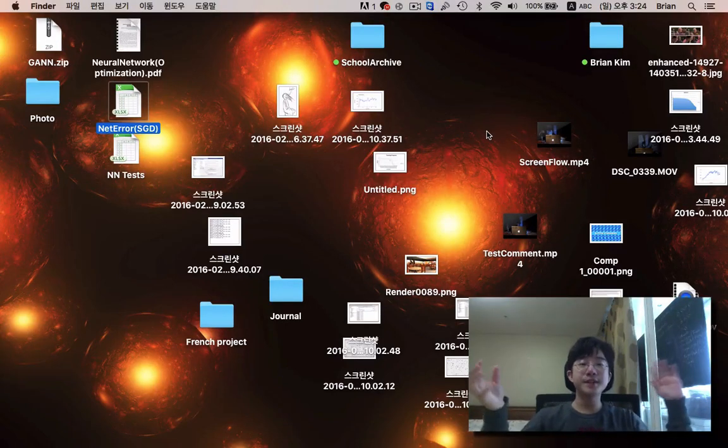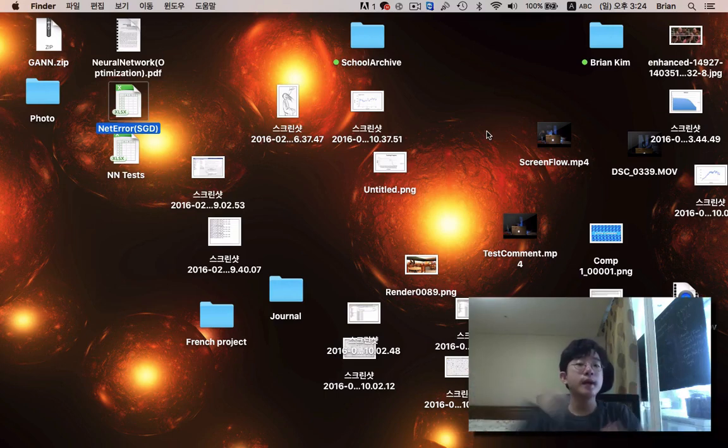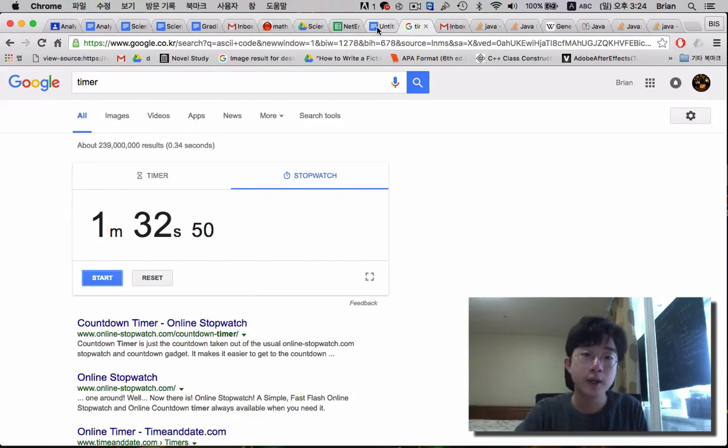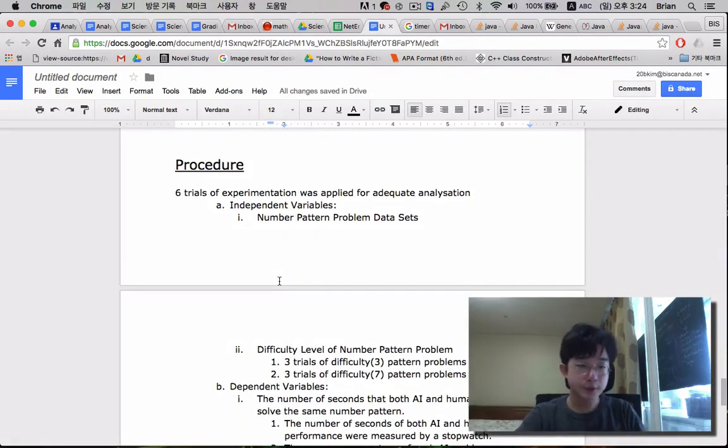So, for my science fair project, I am going to play a very simple game. It is called AI versus Human Intelligence Battle. Okay, so here is the process. I'm just going to read out all the notes that I have taken. So here's the procedure: 6 trials of experimentation will be applied for adequate analysis.